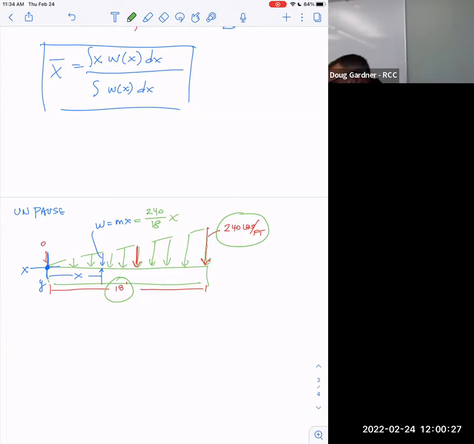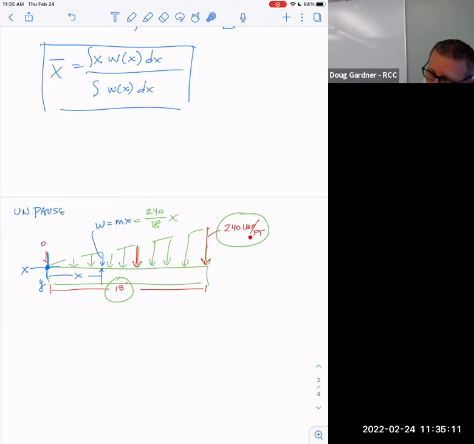Now, maybe we're lucky and 240 divided by 18 is a nice number. Is it? No, 13 1/3. So I'll just leave it alone. So now let's just check and see if that works. Does this formula work? Well, if I put in 0 for x distance, then I get 0 for a force. Yeah, that makes sense, because that's what was happening over here. What if you put 18 in for your length? In other words, you're right here.